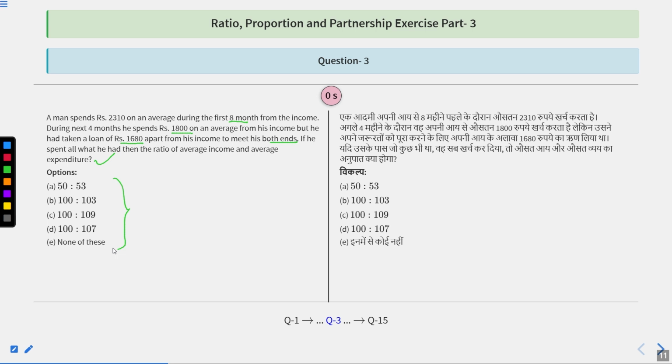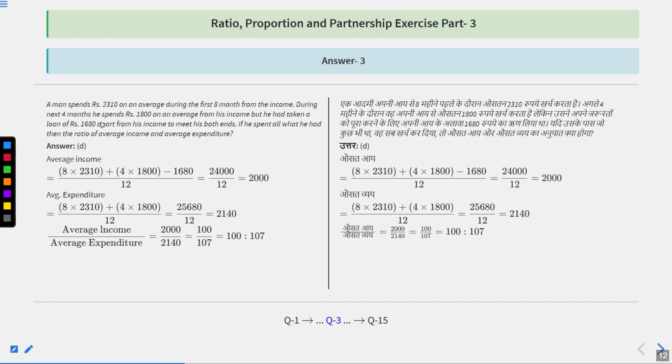Now time's up. Let's see the solution. The question says that a man spent 2,310 rupees for 8 months continuously. So we can calculate the salary. What will be the total salary? We multiply 8 by 2,310, plus he spent 1,800 for the last 4 months, so we multiply 4 into 1,800, subtracting 1,680, which is the loan he took, and divided by 12, then we get the average income. When we solve it, we get the average income of the person is 2,000.